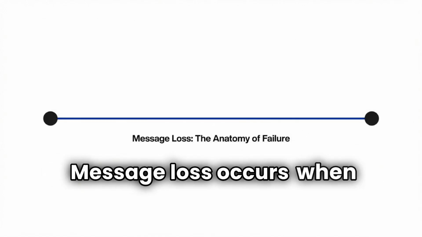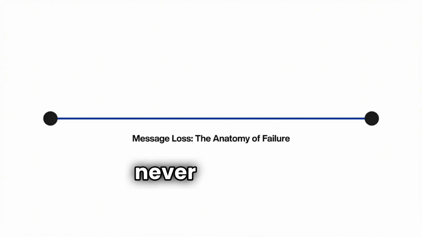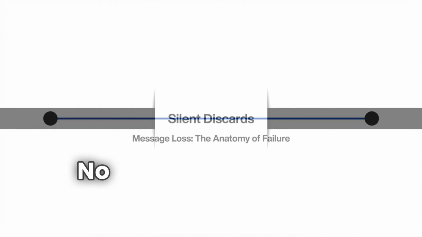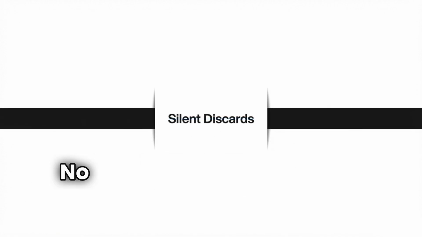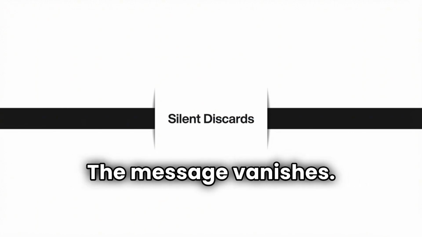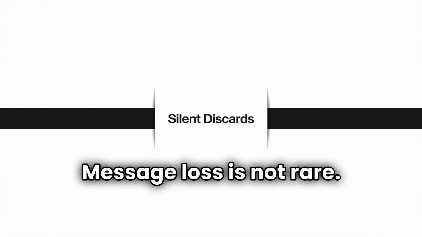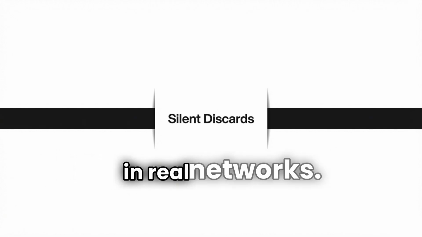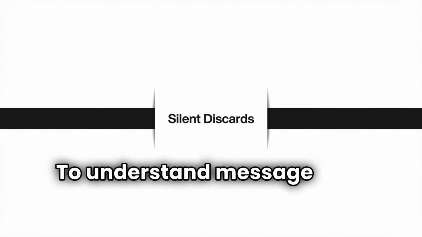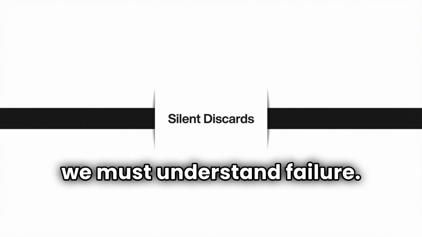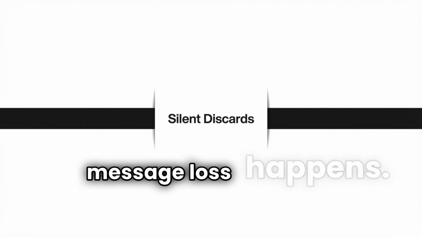So what is message loss? Message loss occurs when a message sent by a sender never reaches its intended receiver. No acknowledgement is returned. No error is guaranteed. From the sender's point of view, the message vanishes. Message loss is not rare. It is expected behavior in real networks. To understand message loss, we must understand failure. Let's start with how message loss happens.